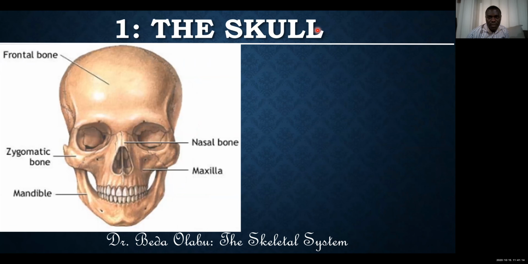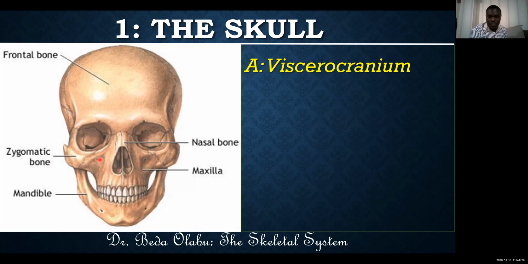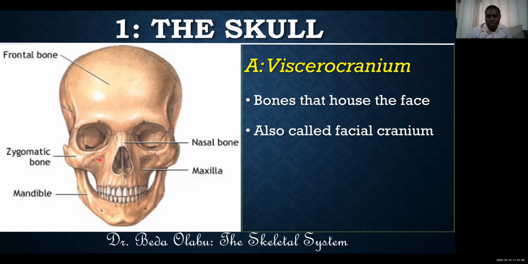We start with the skull. The skull is what we're calling the cranium. This is the skeleton of the head. The head skeleton is divided into 2. There are those bones which house the face. We call it the visceral cranium, the bones that house the face. They can therefore still be called the facial cranium.